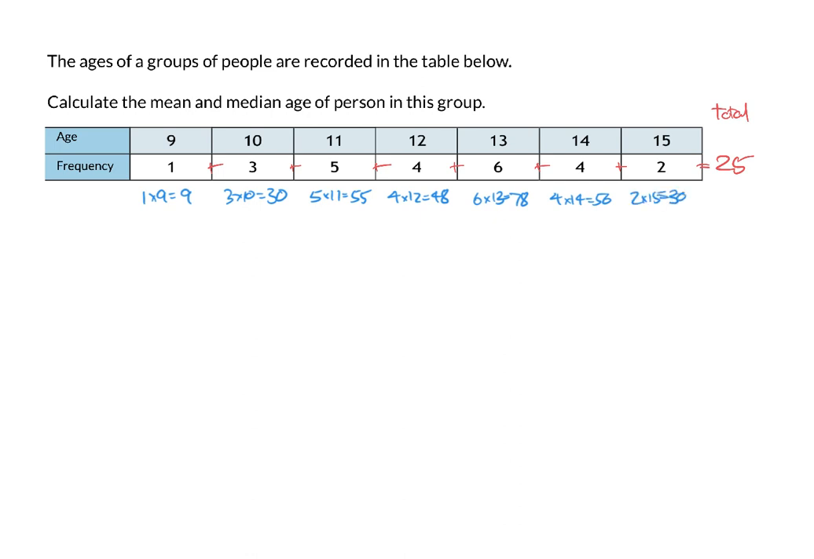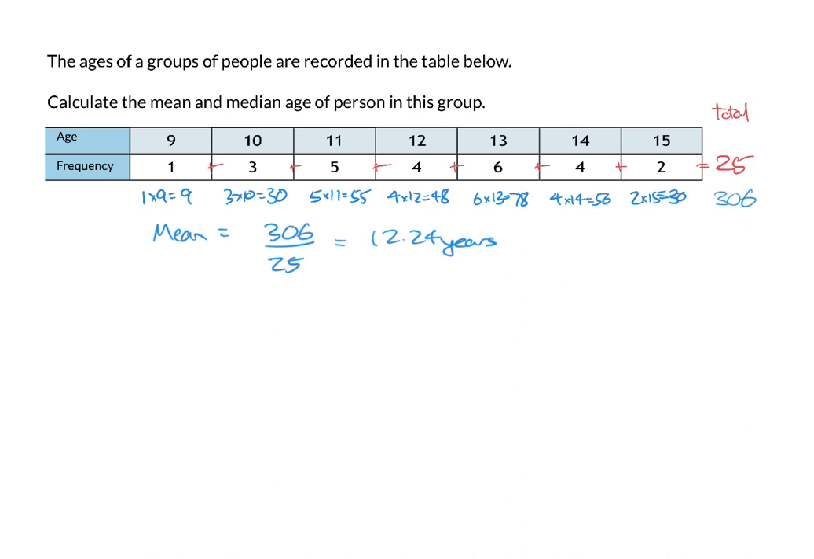So now I want to add up the total ages. So I want to add up 9 plus 30 plus 55 plus 48 plus 78 plus 56 plus 30. When I add that up, I will get a total of 306. So the total of the 25 people, total of their ages, is 306 years. So when I work out the mean, it's the total of their ages, 306, divided by the total number of people, which is 25, and that gives me an answer of 12.24 years, which I could approximate to 12 or to 12.2, depending on the nature of the question.